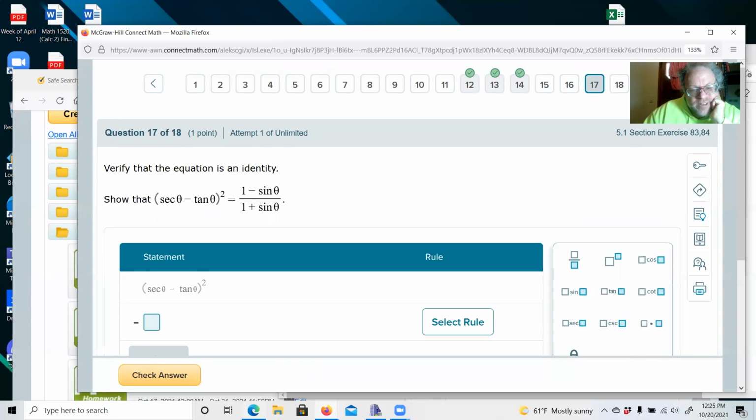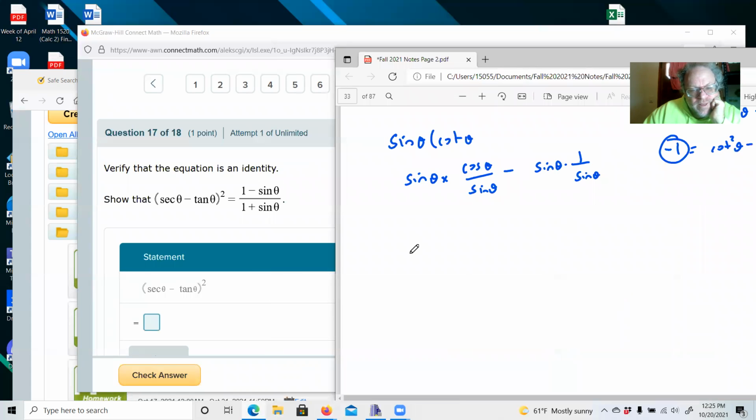Let's see. Let's sketch this one out. So this is going to be secant squared. There's secant theta minus tangent theta squared is equal. Now, on this one, it actually doesn't really matter which one you start with because there's something you can do over here, like multiply by a reciprocal and see what happens. But they're going to pretty much force us to start on the left.